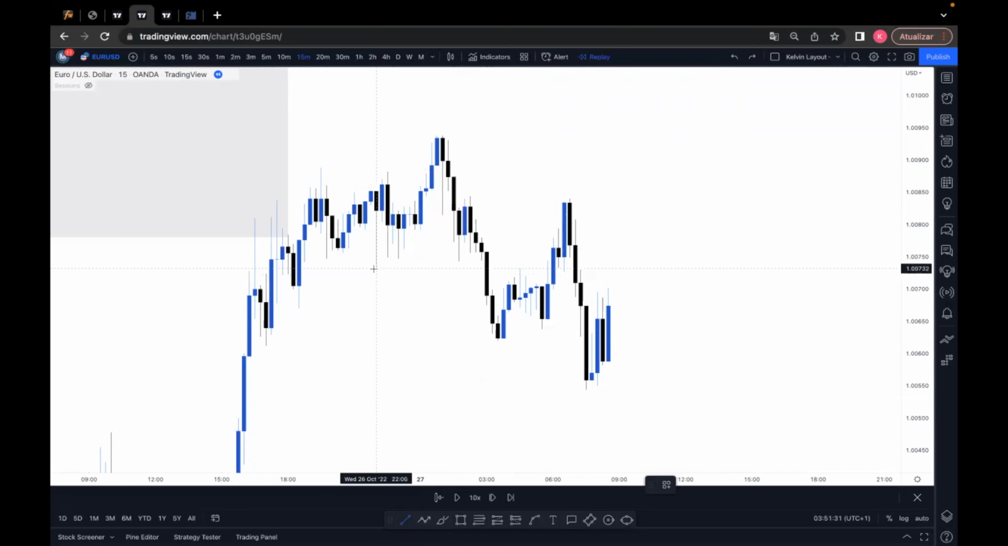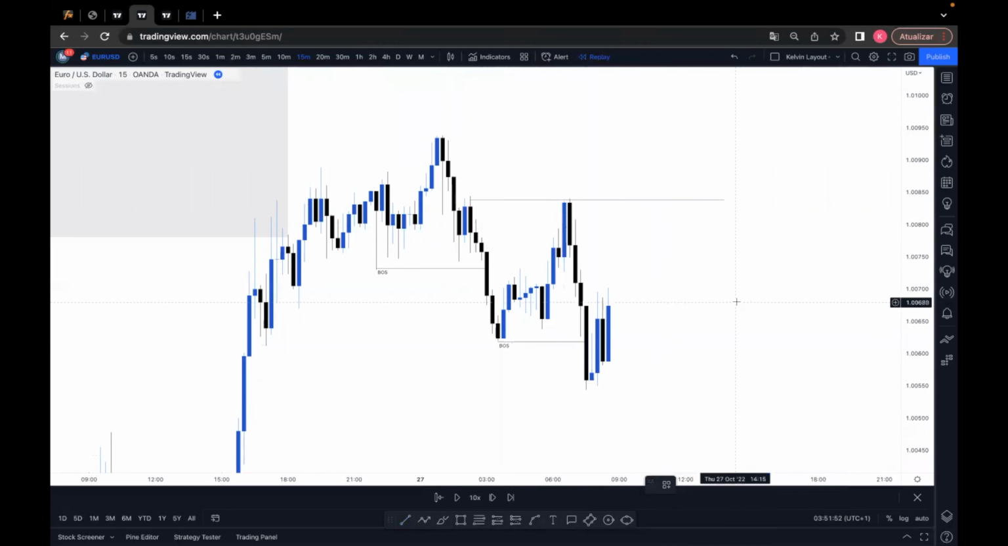So we can see that, okay, right here, we have the change of character. We consider this to be BOS, right? Then we want to see price actually coming back to mitigate so it can provide us an invalidation point, right? So, okay, price came back, provided us an invalidation point. Now we have the second break of structure here, very clean.